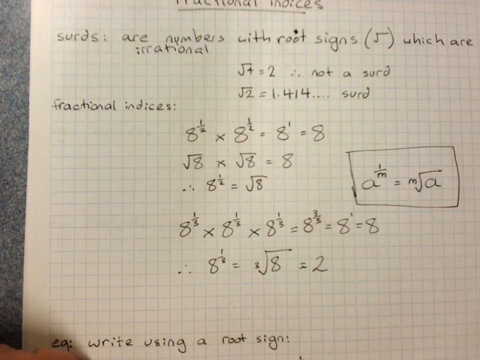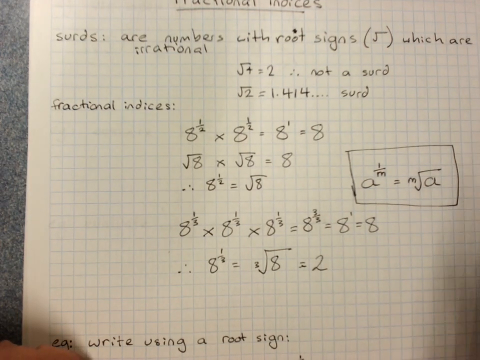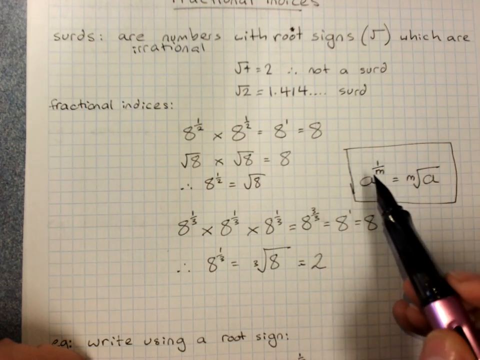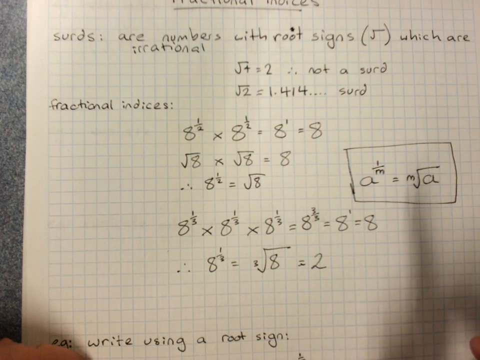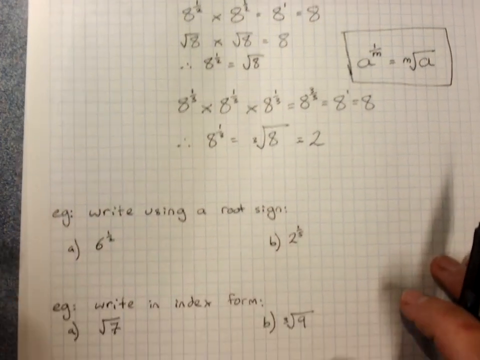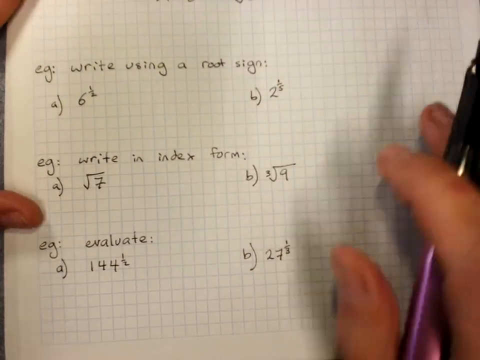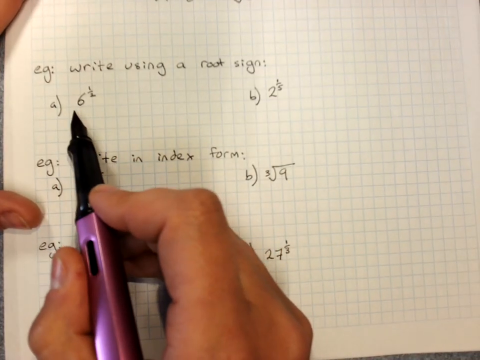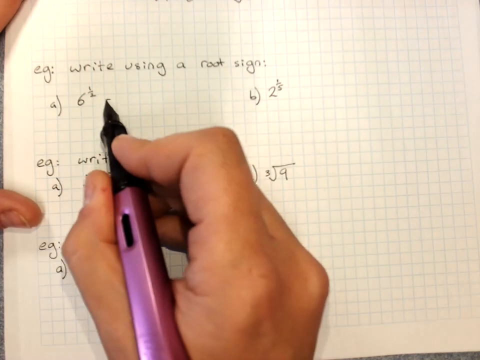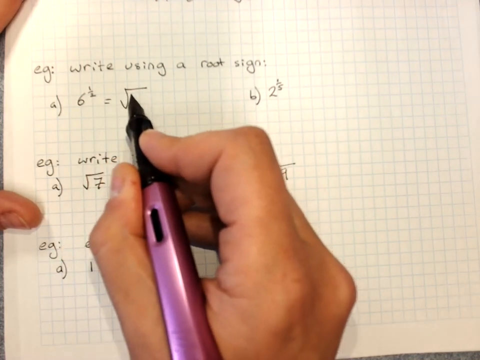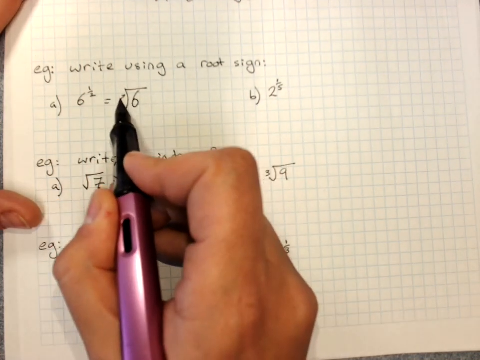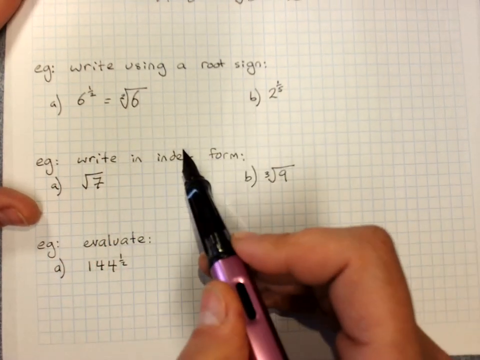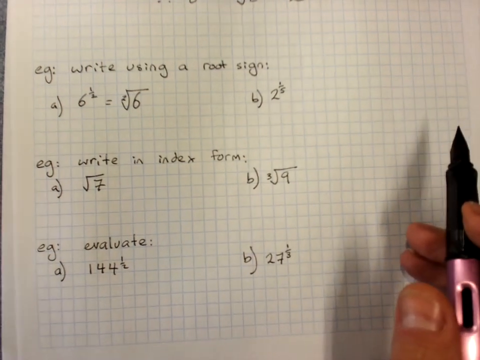So we'll have a look at a couple of examples. We don't really go into what happens when it's a non-unitary fraction, that is, a number other than 1 in the numerator, but I've got a couple of examples at the end. It's more year 10 work. So if I ask you to write a fractional index using a root sign, 6 to the power of 1/2 is simply the square root of 6. You can put a little 2 there, but any root sign without that 2 is assumed to be the square root.